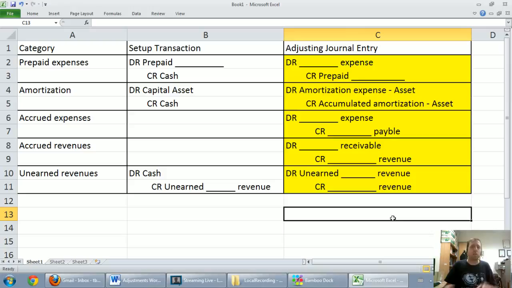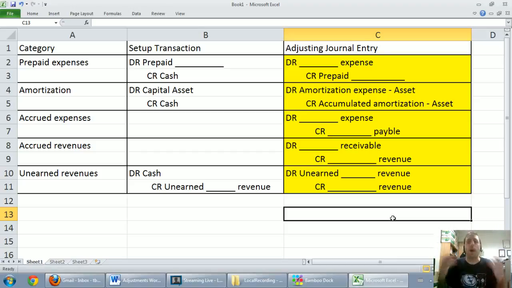So again, a prepaid expense, debit the expense, credit the prepaid for what we've used up or how much insurance has expired, as the case may be. Amortization, so wear and tear on our assets or the fact that our assets have lost value, debit amortization expense, credit accumulated amortization on the asset. Accrued expense, the expense cost that's built up over time, money hasn't changed hands, debit expense, credit a payable. Accrued revenues, revenues that have built up over time but money hasn't changed hands, debit the receivable, credit the revenue.